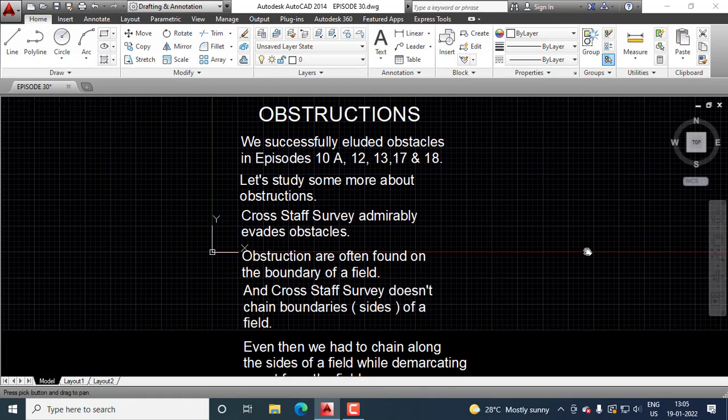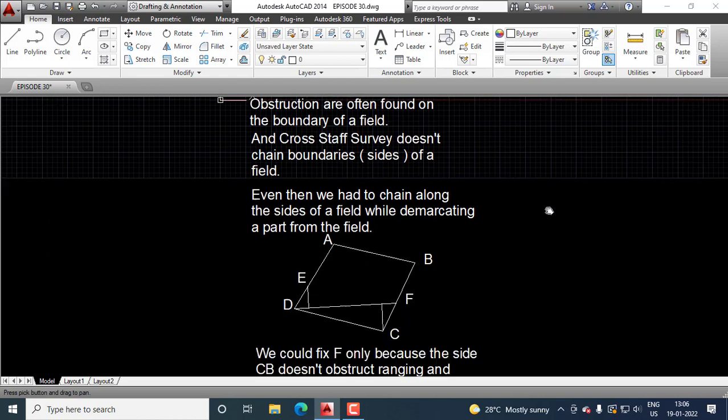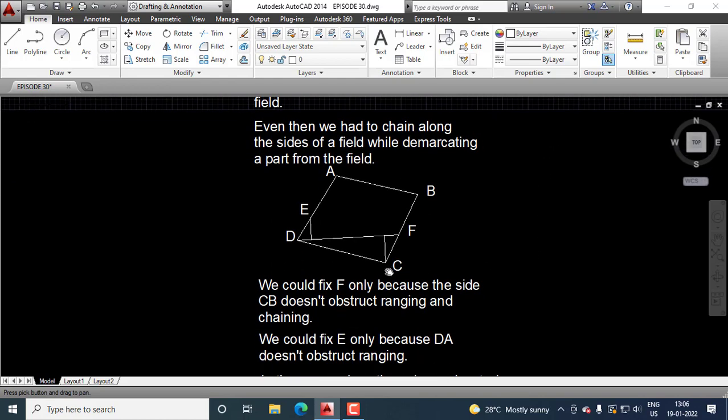Obstructions are often found on the boundary of a field, and crosstalk survey doesn't change boundaries of a field. Even then, we had to chain along the sides of a field while demarcating a part from the field. We first measured CF while demarcating a part.